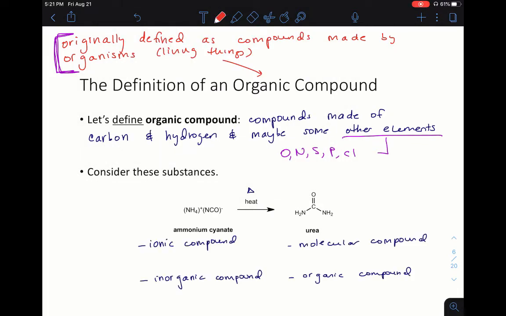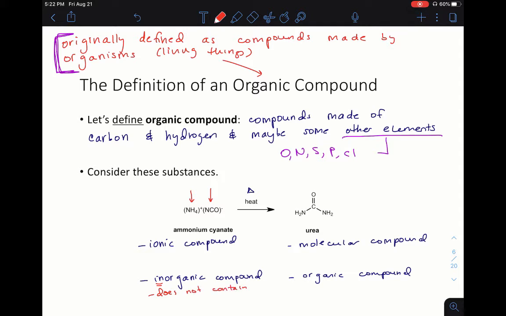Ammonium cyanate is an ionic compound. It's made from the ammonium and cyanate ions. Notice this is an example of an ionic compound made entirely of nonmetals, but it is made of ions, so it is an ionic compound. Ammonium cyanate is also an inorganic compound. It does not contain carbon and hydrogen.